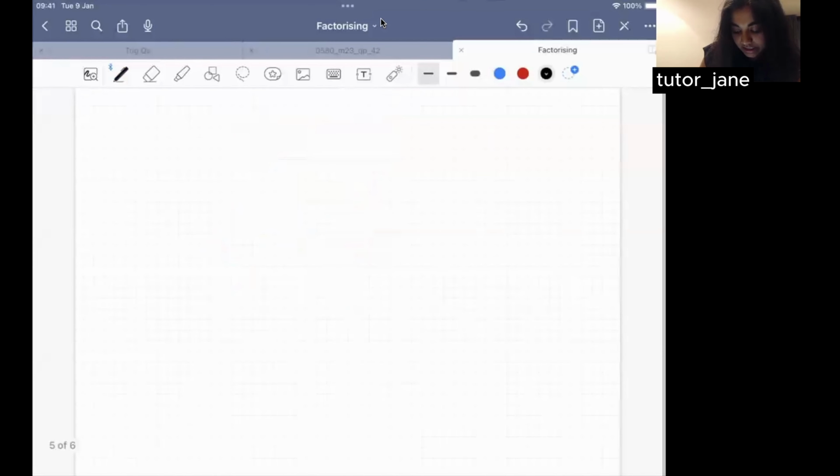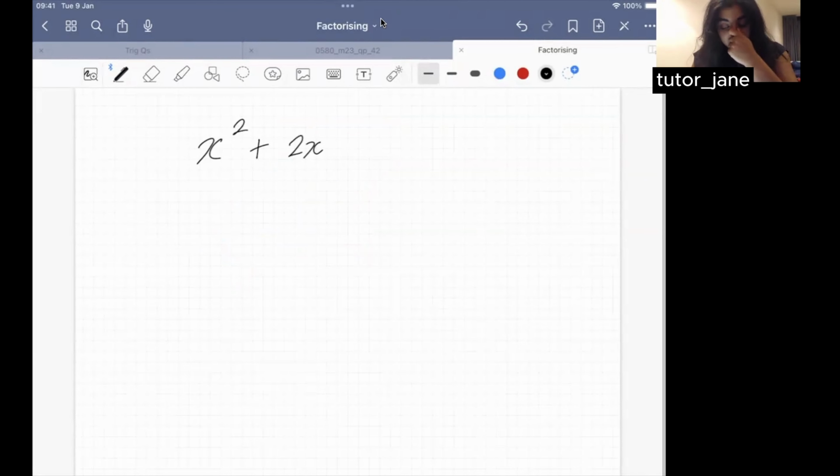Let's say we had x squared plus 2x. So let's do x squared plus 2x. Factorize this expression. So we're going to follow the rules, right? We're going to look at everything in our expression. So we have an x squared and we have a 2x. And we're going to see what both of these terms have in common.